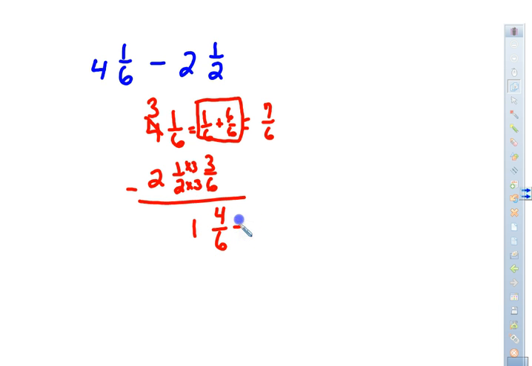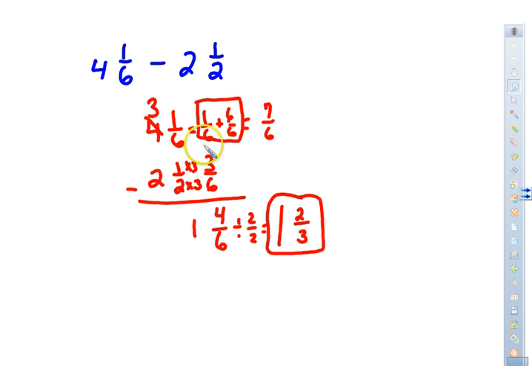Now we also need to make certain that our fraction is in simplest form. It is not. You can divide both of those by 2, and we still bring the 1 whole over from here, and then 4 divided by 2 is 2, and 6 divided by 2 is 3, to give me a total of 1 2/3.